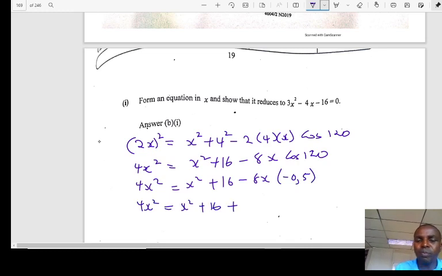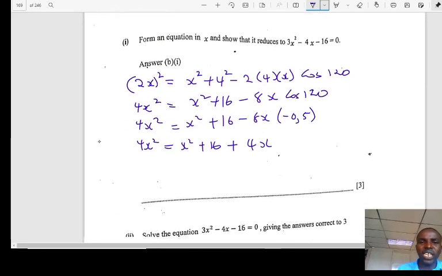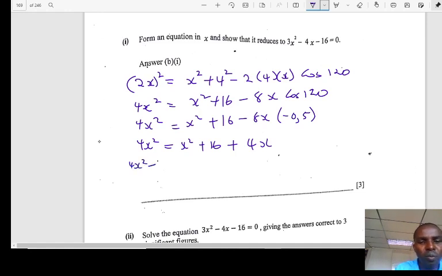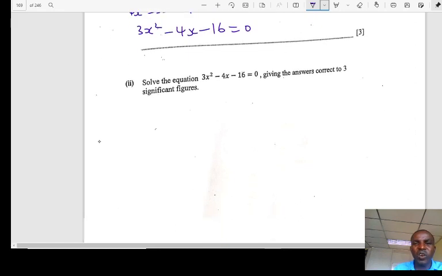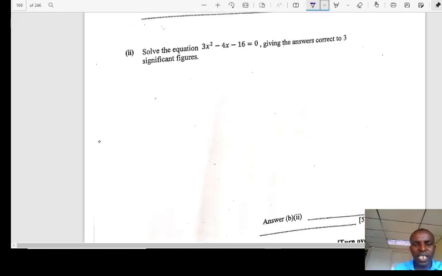Then it will be minus minus, plus. 0.5 times 8 is 4x. Then you collect terms: 4x squared minus x squared minus 4x minus 16 is equal to 0. There must be 0, we have to show that here. Then after that, it will be 3x squared minus 4x minus 16 is equal to 0. Then shown. Done.